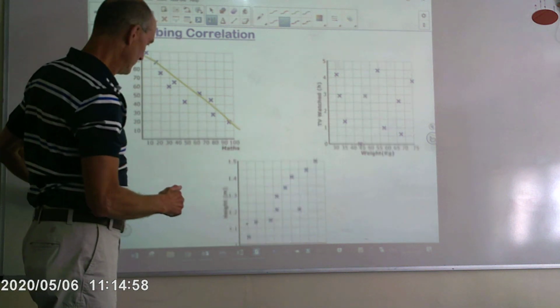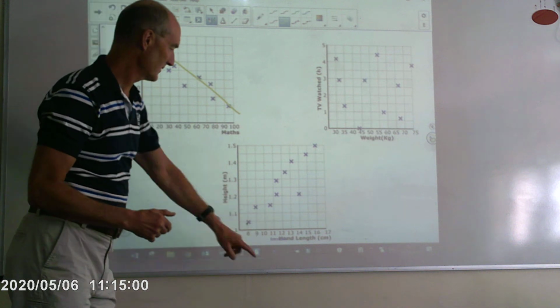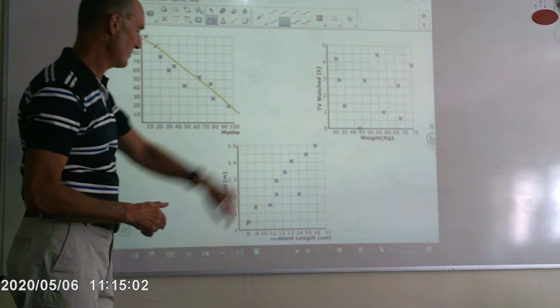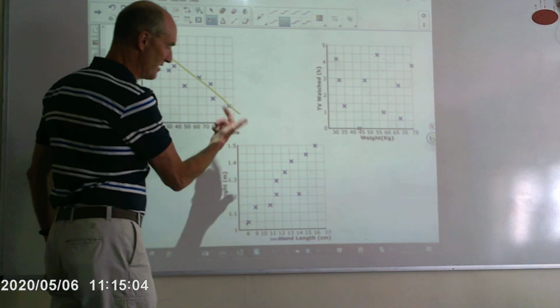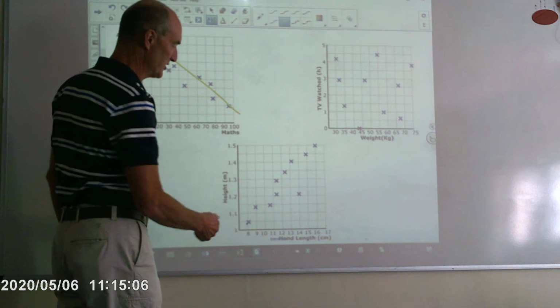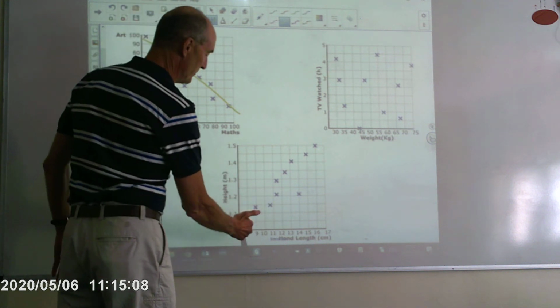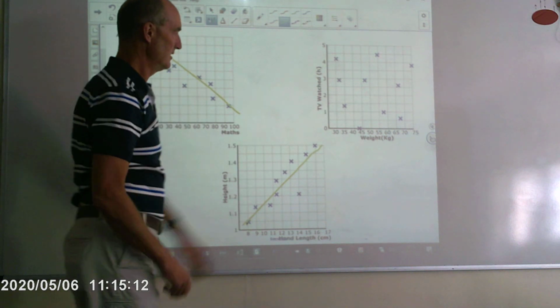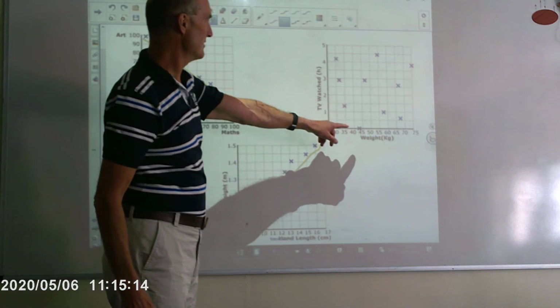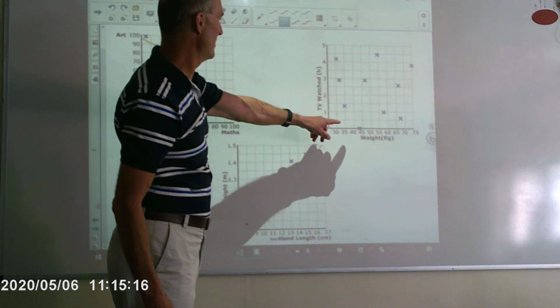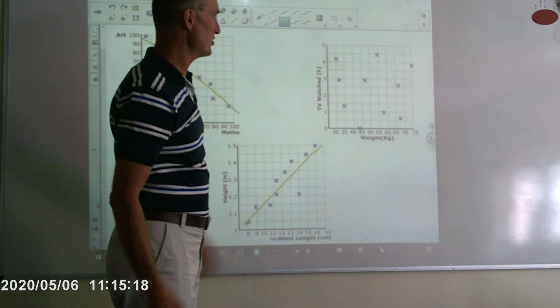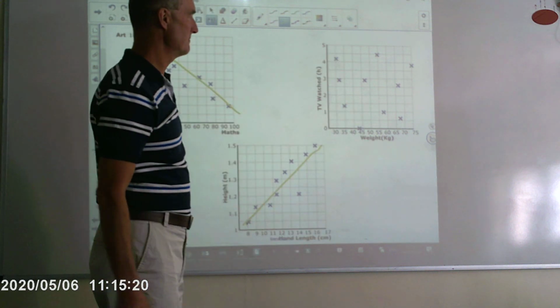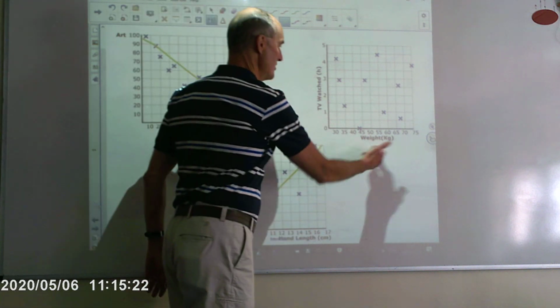This one is comparing height and the length of someone's hand. So as their height goes up, the length of their hand is likely to be longer. So this one's a positive correlation. As one increases, the other increases. This example here, which is weight and the amount of TV they've watched, there's no correlation. It's zero correlation.